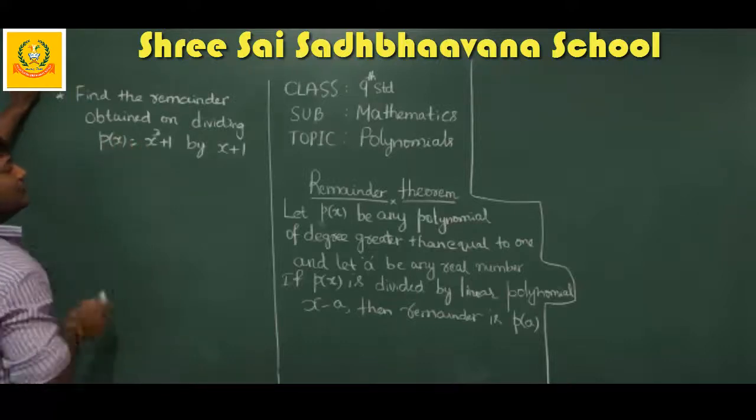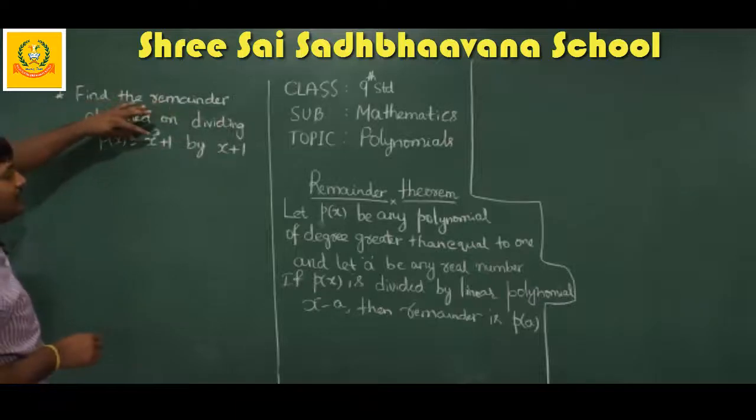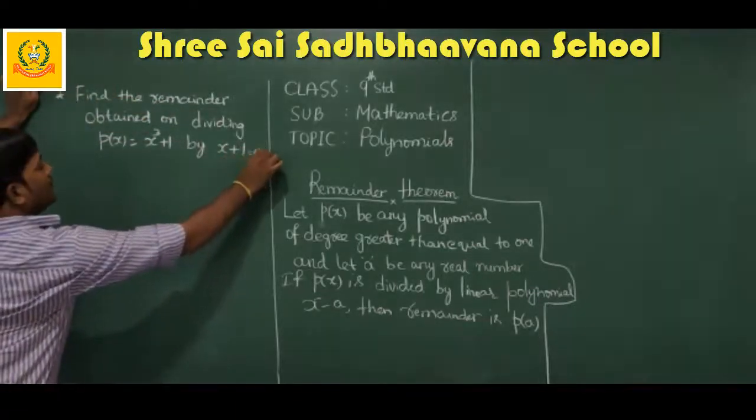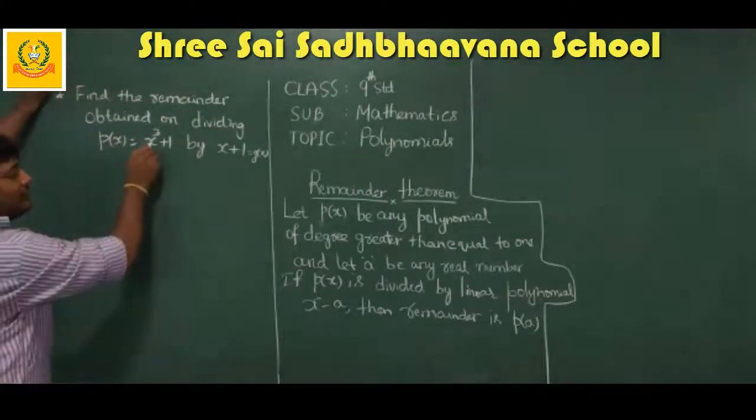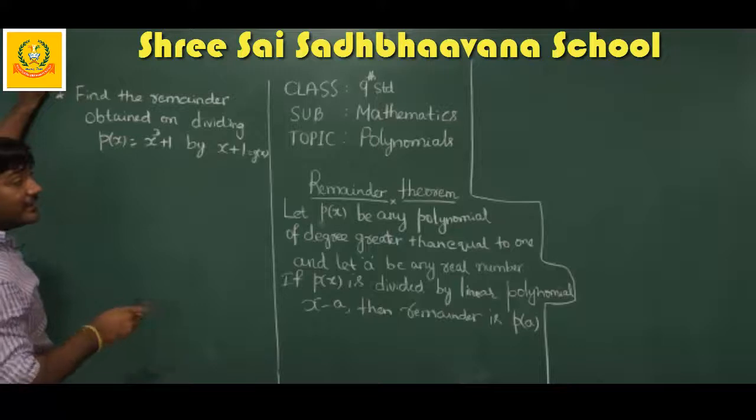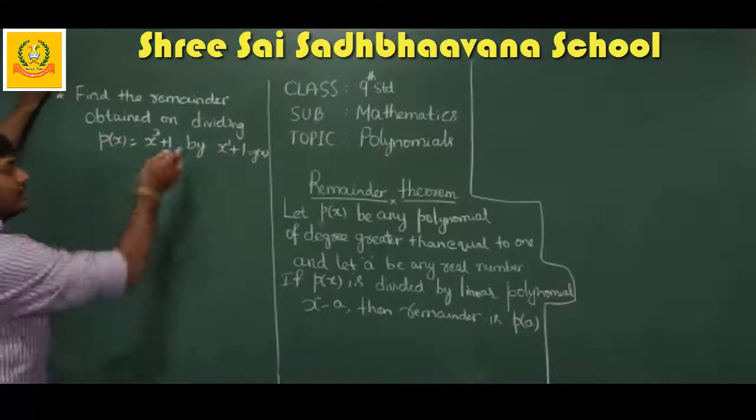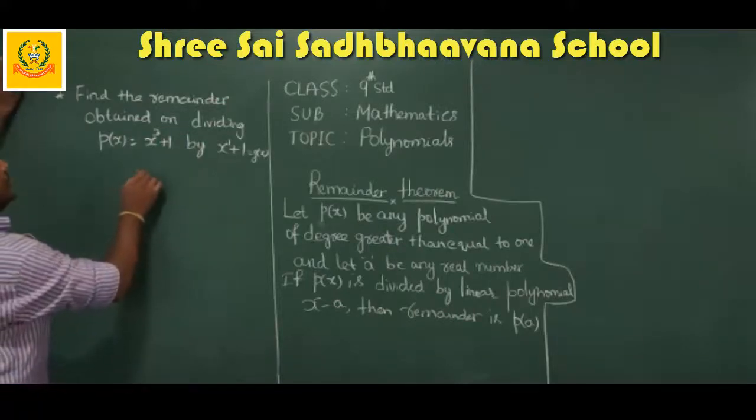Always check that the degree of p of x is greater than g of x. If I take this as p of x, this I will take as g of x. Both the polynomials, if you compare the degrees, the p of x degree should always be greater than the g of x degree. Of course, yes, because p of x degree is 3 and g of x degree is 1. So obviously p of x degree is greater than g of x. We can continue the division.